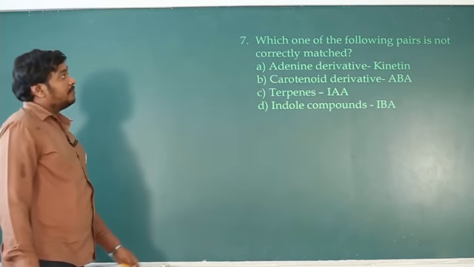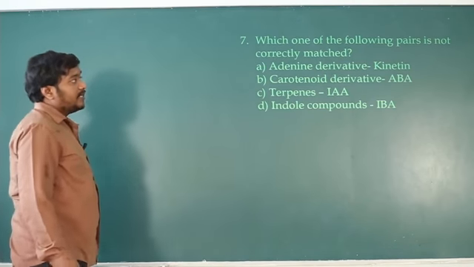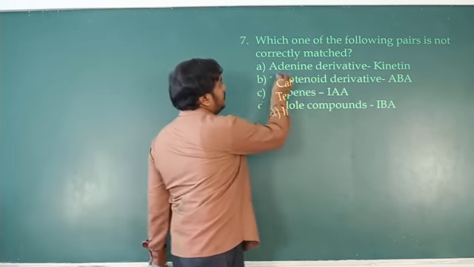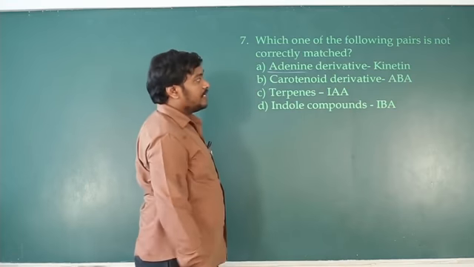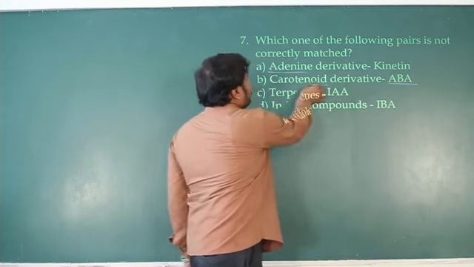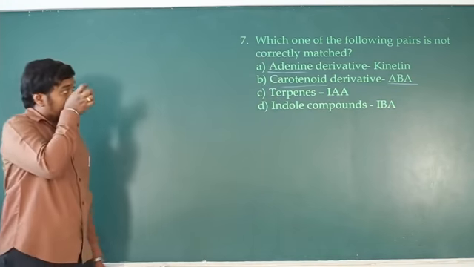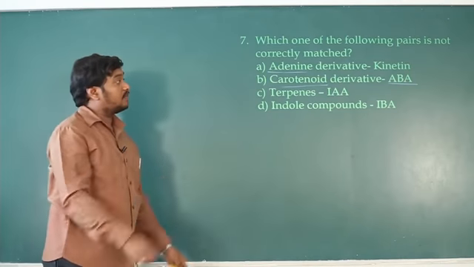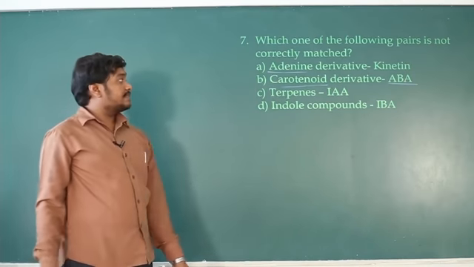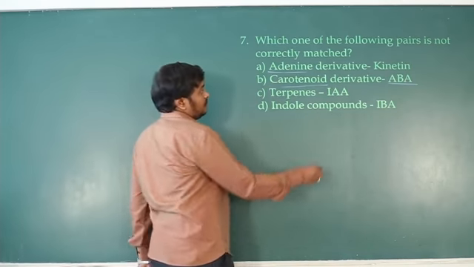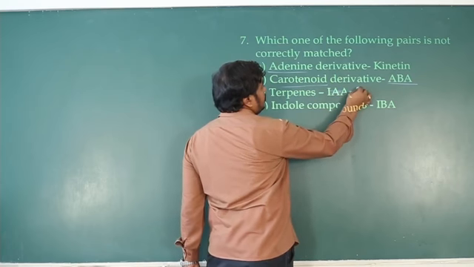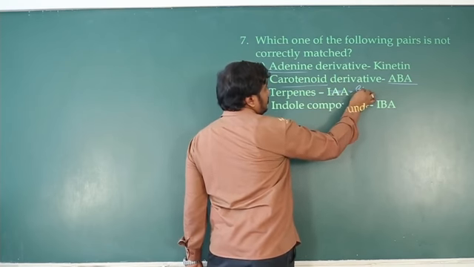So which one of the following pairs is not correctly matched? Adenine derivatives, of course kinetin and zeatin are adenine derivatives, whereas carotenoid derivatives are abscisic acid. You know the pigment carotenoids. In the synthesis of abscisic acid, carotenoid pigment is involved, whereas terpenes are going to synthesize the gibberellic acid.